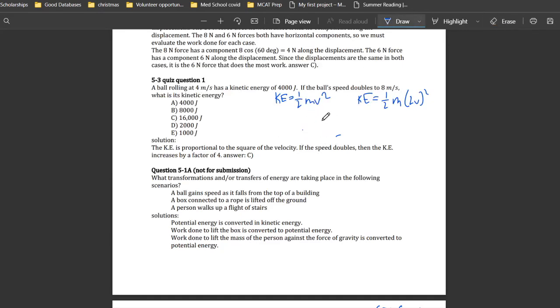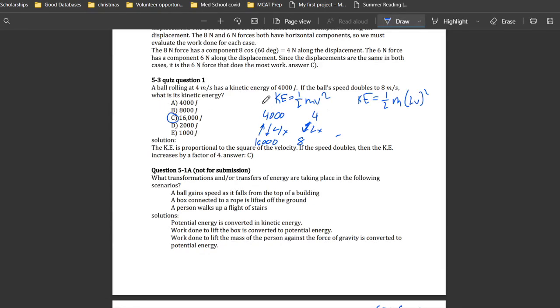At a velocity of 4 meters per second, we had a kinetic energy of 4,000. But when we double it and it goes to 8, we should see that kinetic energy should increase by a factor of 4. So this increased by a factor of 2, and then the corresponding kinetic energy should increase by a factor of 4, 4 times. So that means 4,000 times 4 is 16,000, which is why C is the answer.